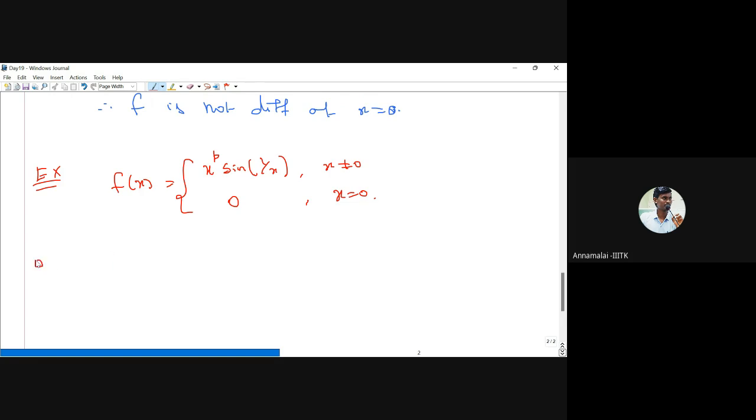So obtain the values of p such that first, f is continuous at x equal to 0. Again, for what values of p is f differentiable at x equal to 0. But definitely p not equal to 1. If p equal to 1, it is continuous but not differentiable.